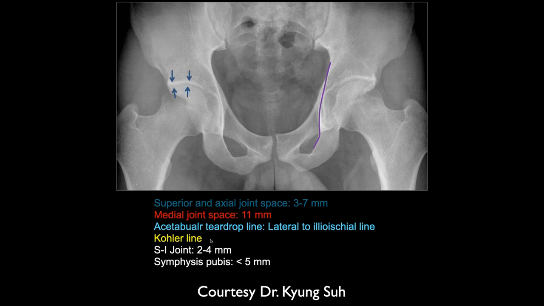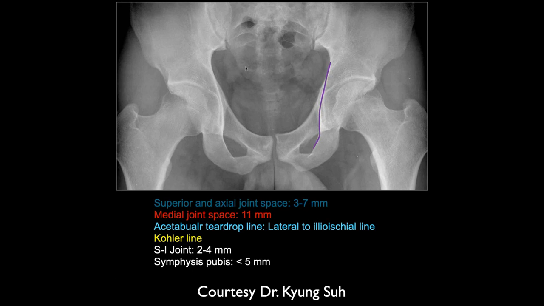and then here's the joint space. There's a medial joint space area. There's the teardrop. And then you look at Kohler's line run through here. And then here, the SI joints should be about 2 to 4 millimeters. And then the symphysis pubis should be less than 5 millimeters, sort of basic things to look at.